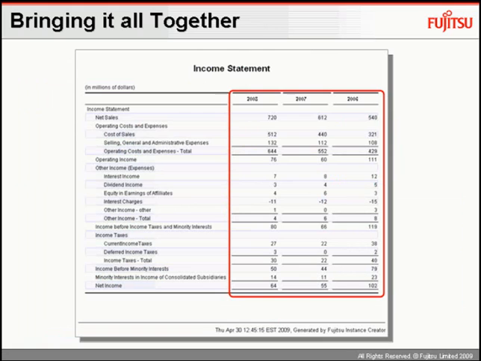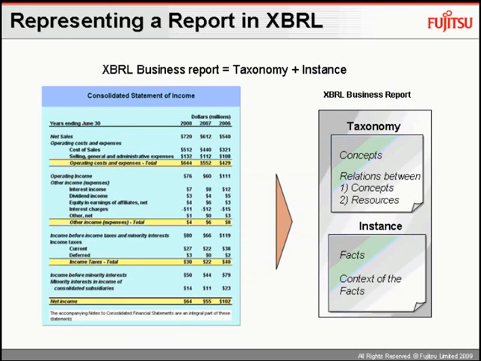Bringing it all together, we actually have the ability within this tool, as you'll see during the demonstration, to create an HTML representation of that instance document, and this is what is produced when we run it through that tool. Essentially, it becomes the same as the printed document that you currently submit, but here we've generated it directly out of the XBRL instance document as an HTML file.